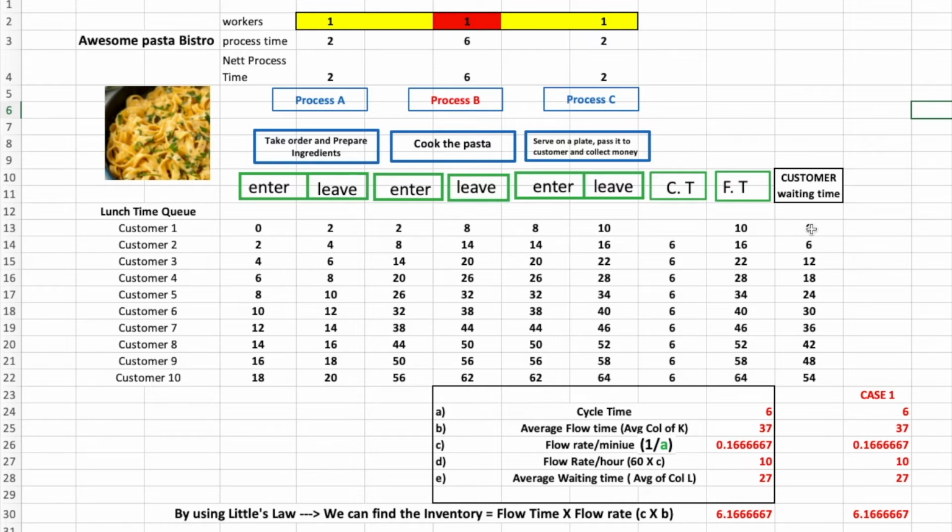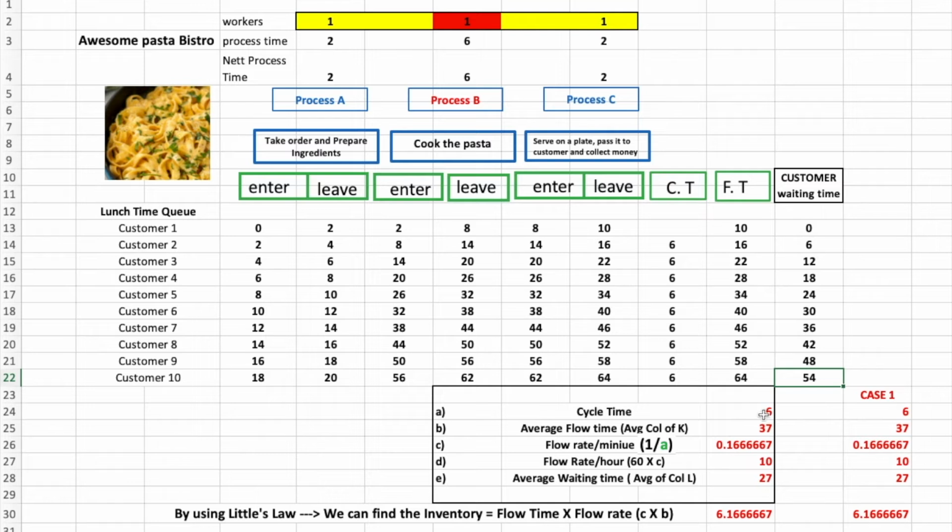But it's not the case with the rest of the customers. Look at customer number 10. He gets his pasta at time equals 64 minutes, and he has to wait 54 minutes before his order is processed. Let me also take you through some of the metrics of this current process system here.